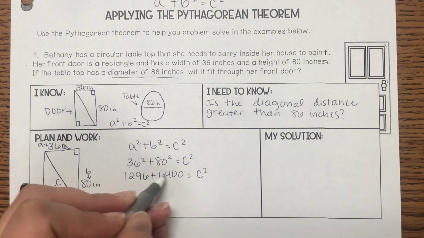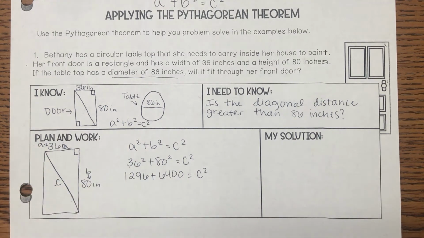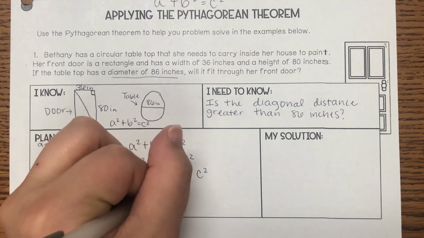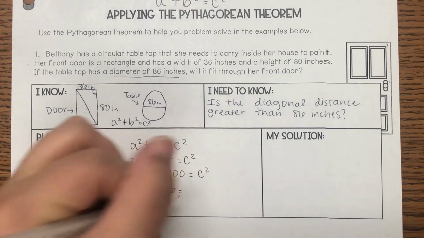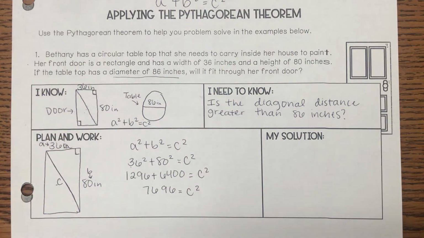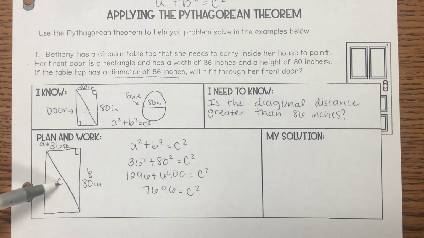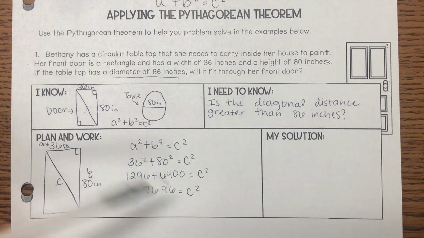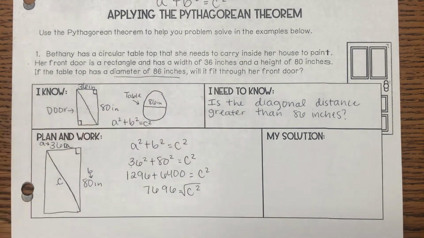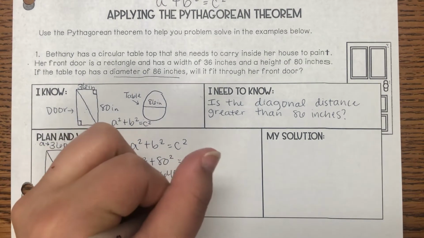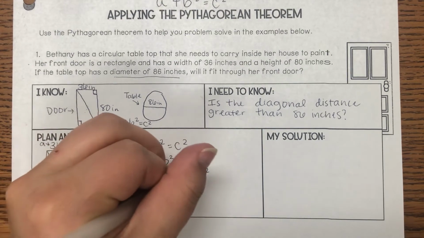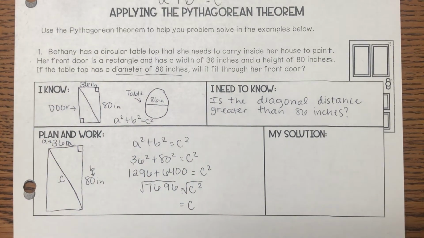Then I'm going to add these two values together. So 1,296 plus 6,400 is equal to 7,696, and that equals c squared. Now I'm looking for c, not c squared, so I need to cancel out this squared, and the way I do that is I take the square root of c squared to get c, but if I take the square root of one side, I also have to take the square root of the other side to balance it out.